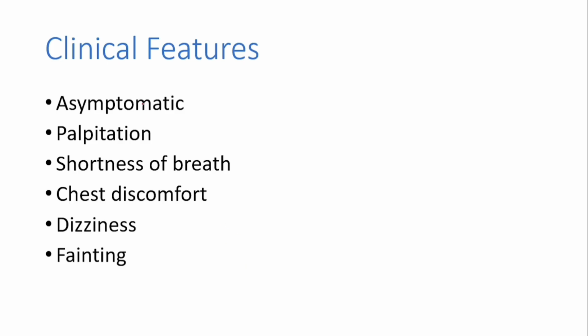Okay, so clinical features. Atrial flutter can be asymptomatic when the ventricular rate is slow. When the ventricular rate is greater than 100, or normally around 300 beats per minute, there will be palpitations. Shortness of breath can also occur. Chest discomfort can also occur. Dizziness and fainting can also occur when the ventricular rate or the heart rate is very high. There is a hemodynamic compromise, so the cardiac output will be low and there will be dizziness or fainting.